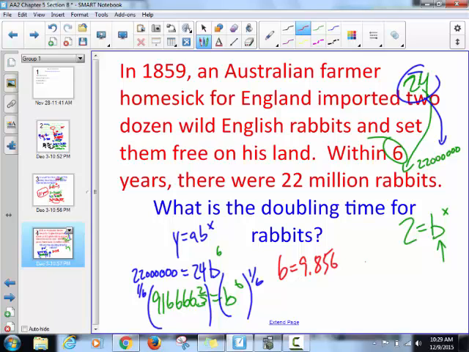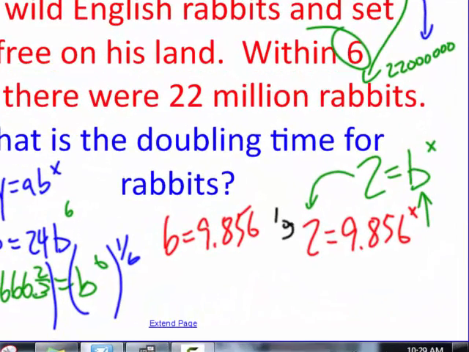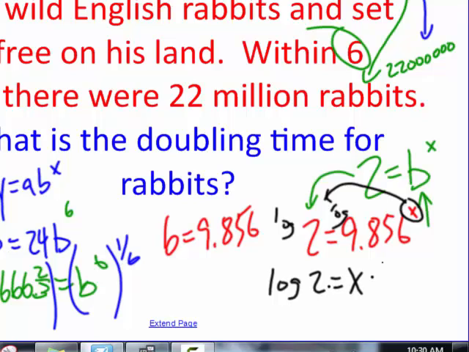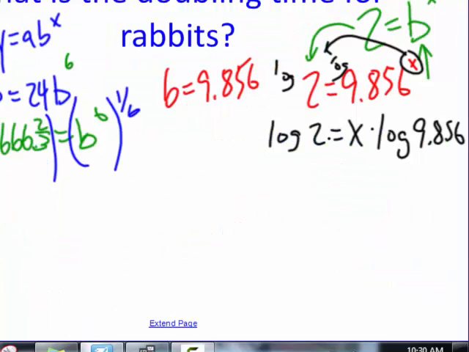So here's my equation. I've got 2 equals 9.856 to the x, trying to find the doubling time. That's why I have this 2 here. And to get the variable out of the exponent, what do we have to do to both sides? Well, we've got to take the log of both sides, which allows me to bring the x out front. So I have the log of 2 equals x times the log of 9.856, which means then I can divide by the log of 9.856.